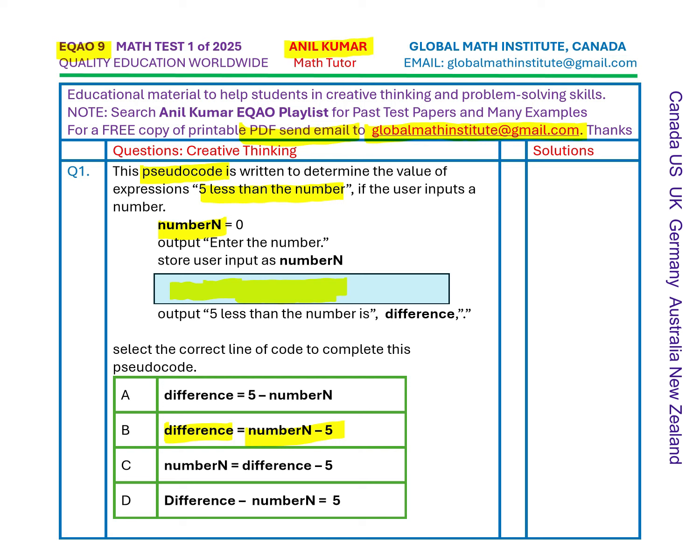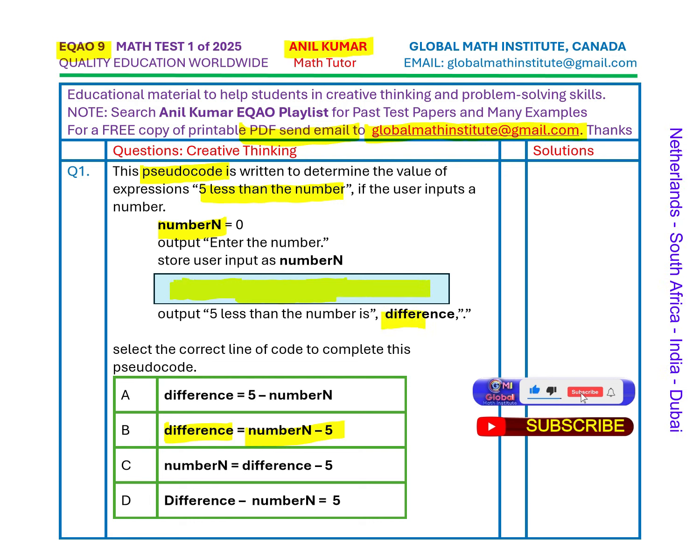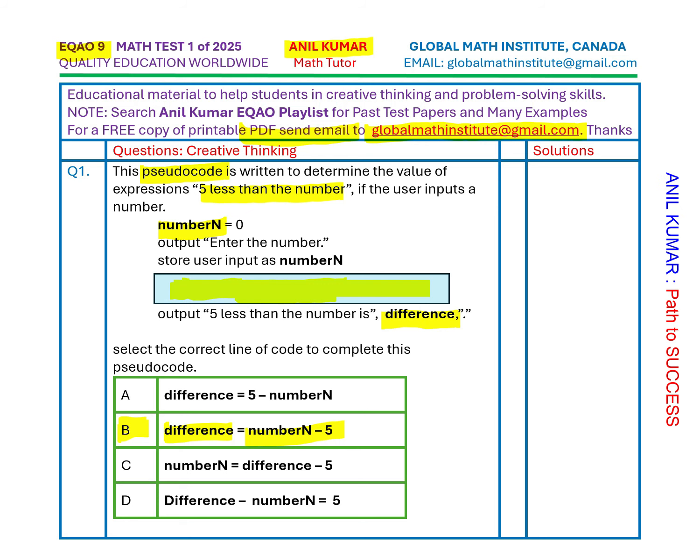So this means 5 less than the number is the difference. And that value gets into our variable difference, which is displayed as the answer "5 less than the number is" difference. So I hope you clearly understood option B is the right option and why it is so. And you have also understood how to write a pseudocode for such a problem.